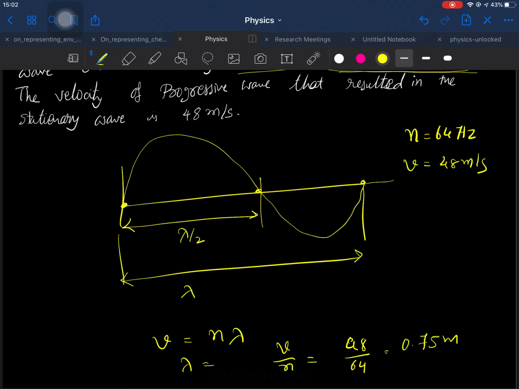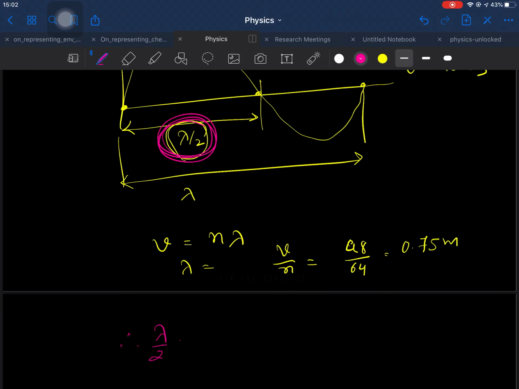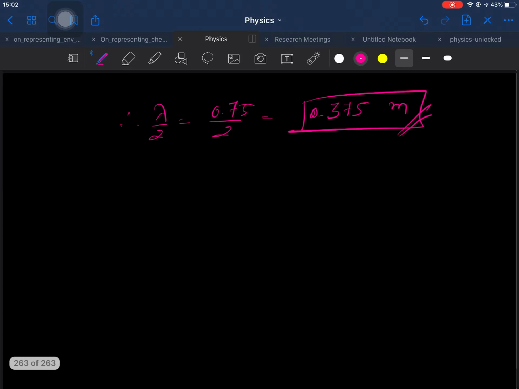But remember, this is not the answer they are looking for. This is the trick here. They are asking the distance between two successive nodes. So the answer is lambda by 2, which is 0.75 by 2, so 0.375 meter. Okay, this is the final answer. So be very careful when you do this kind of numerical.